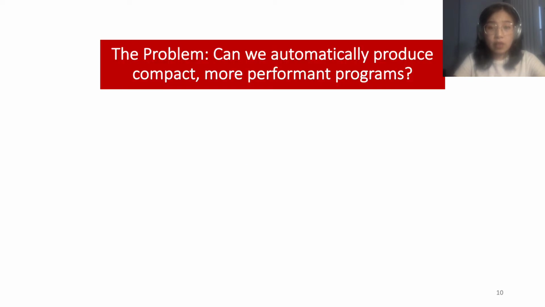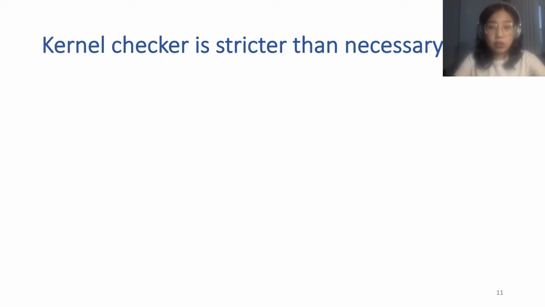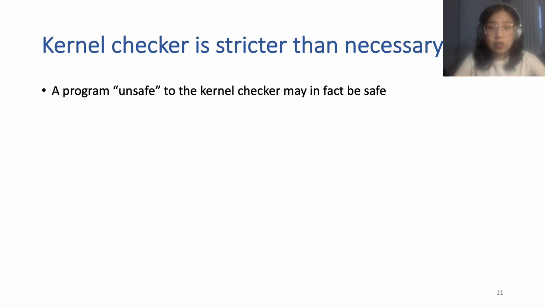This is the problem statement of our paper. Can we automatically produce compact and more performant programs? The key challenge is the tension between performance and safety. The kernel checker is stricter than needed. The checker's static analysis has many heuristics baked in to reduce the number of cases it needs to consider, and hence reduce the time to check the program's safety. So a program that's in fact safe may be spuriously regarded as unsafe by the checker.